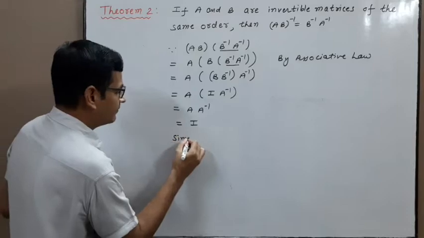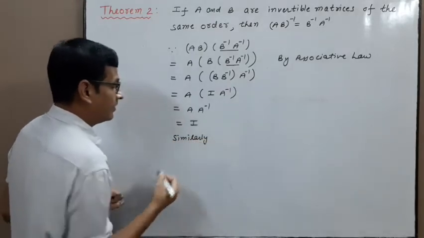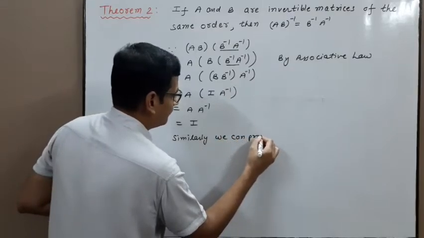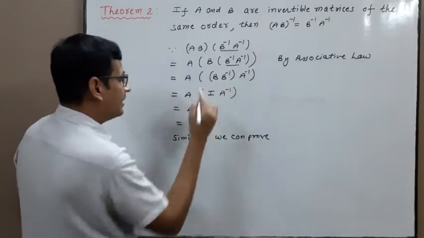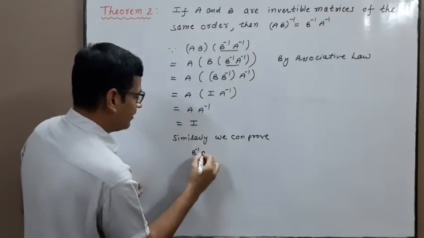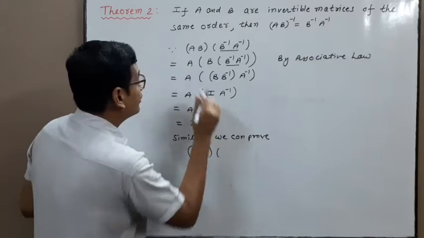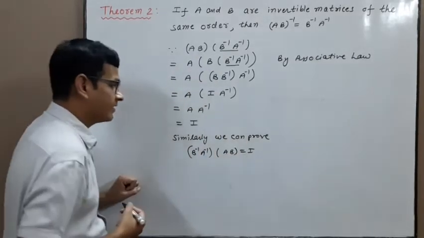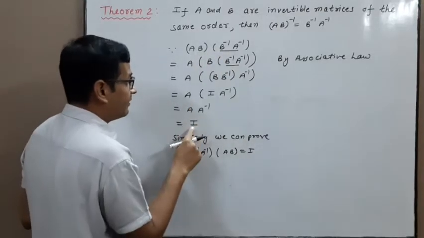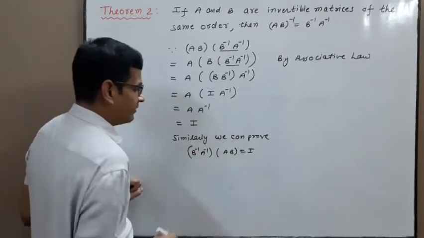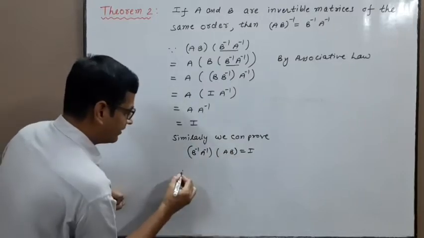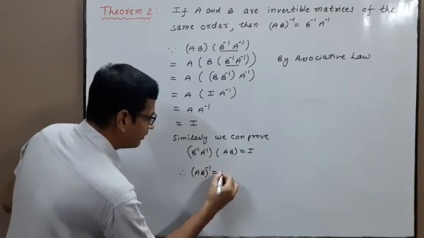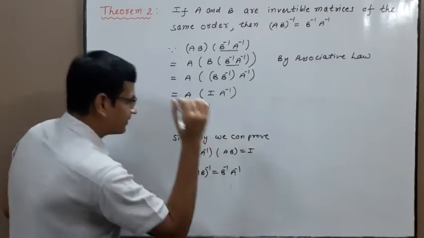Similarly, we can prove B inverse A inverse into AB is equal to identity matrix. This into this equal to identity matrix, and this into this equal to identity matrix, means one of the matrix is inverse of other. Therefore, AB inverse is equal to B inverse A inverse.